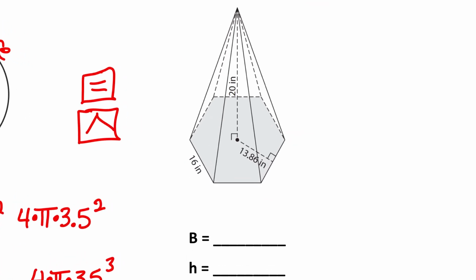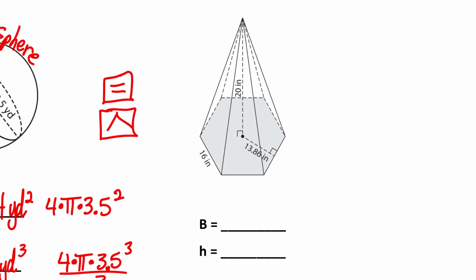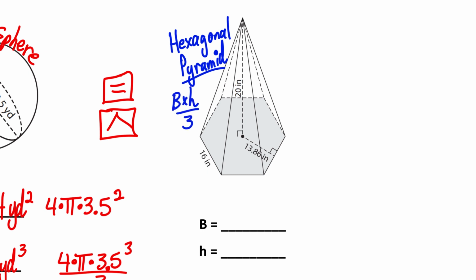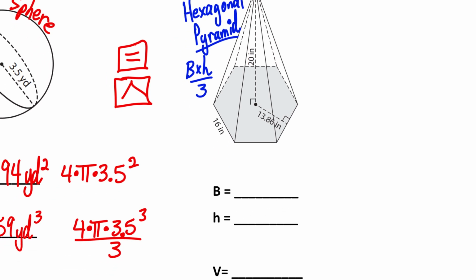Okay, what is this thing? Close, but not exactly. It's a pyramid. Okay, what type of pyramid is it? It's a hexagonal pyramid. Now, for any pyramid, the volume formula is B times H divided by 3. So I got to find the B, the area of the base. And on this one, the base is a hexagon.